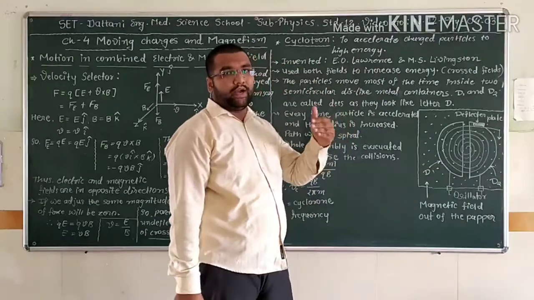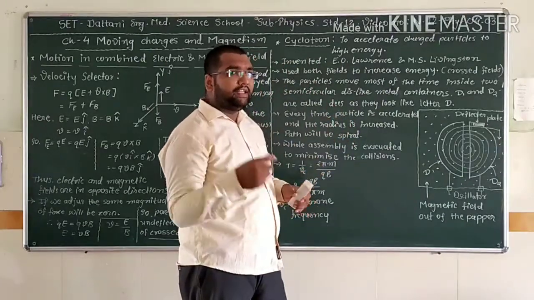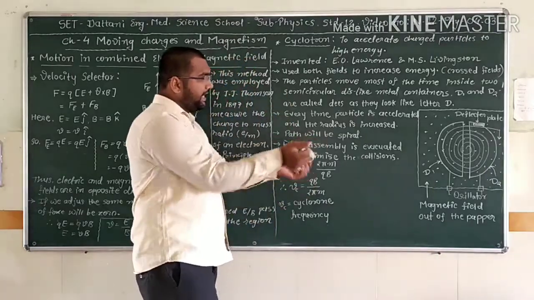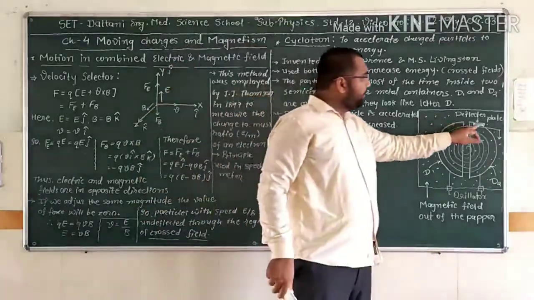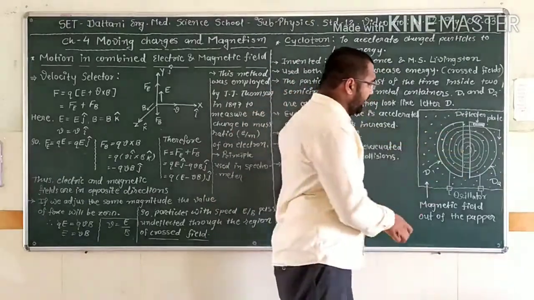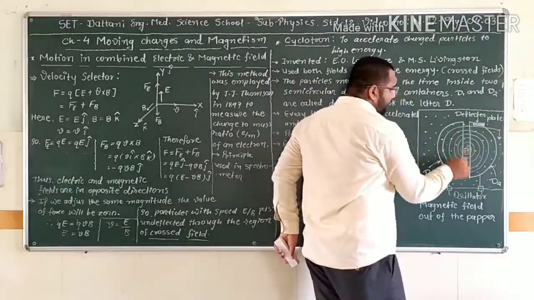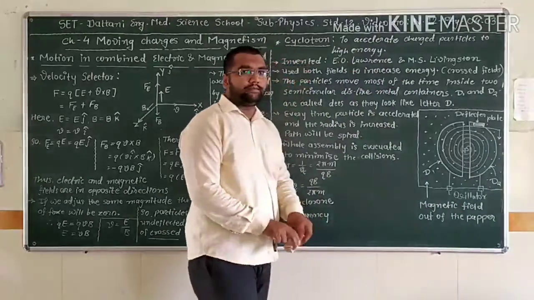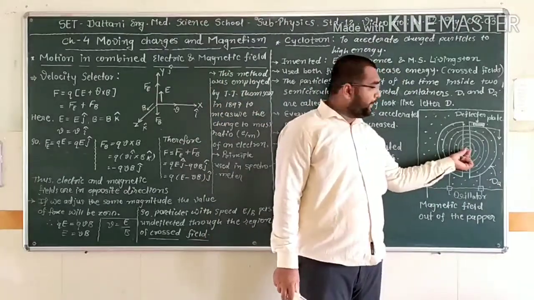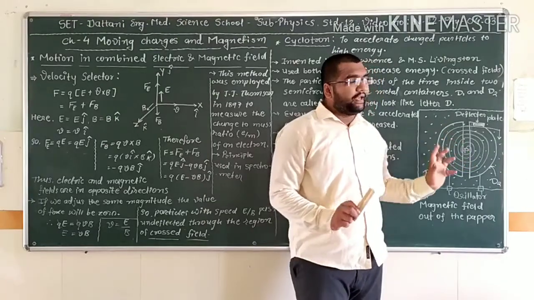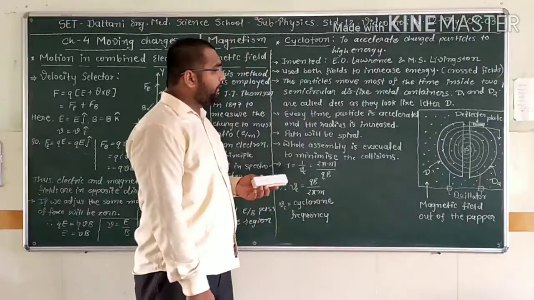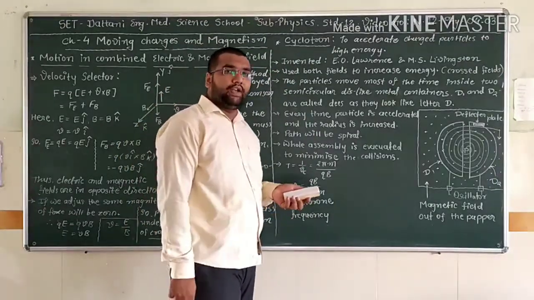It is denoted by a dot. And if the field is going inward to the paper, it is denoted by a cross sign. Here we have the deflector point. If we put the particle here at point P, P is our center point, the particle will experience an electric field and a magnetic field.